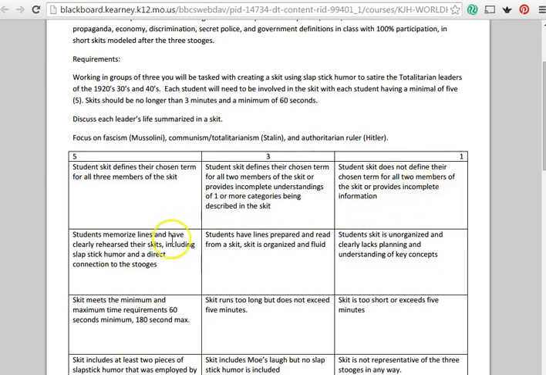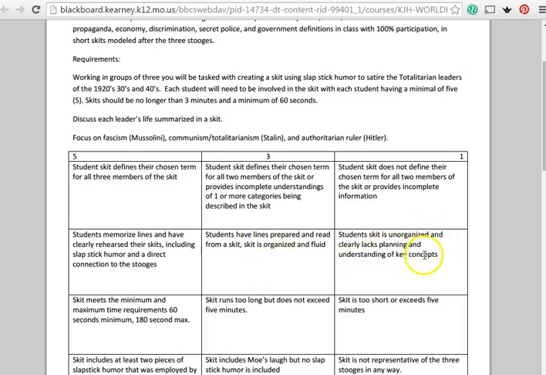Students memorize lines and have clearly rehearsed their skits, including slapstick humor and a direct connection to the Stooges. So if you're using some of that stuff, make sure you're not actually hitting or contacting each other, but we do want to use some of that humor in here because I think it will be fun for you. If you have your lines prepared and you read from a script, so if you're reading it, but it's still fluid, you can get a 3.